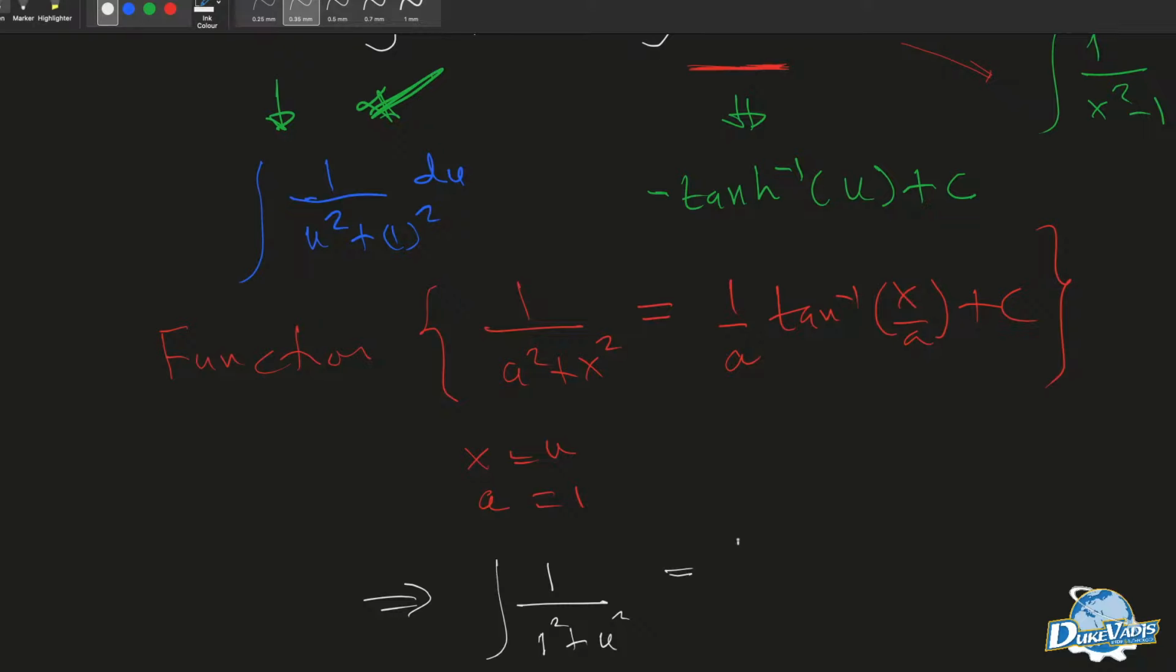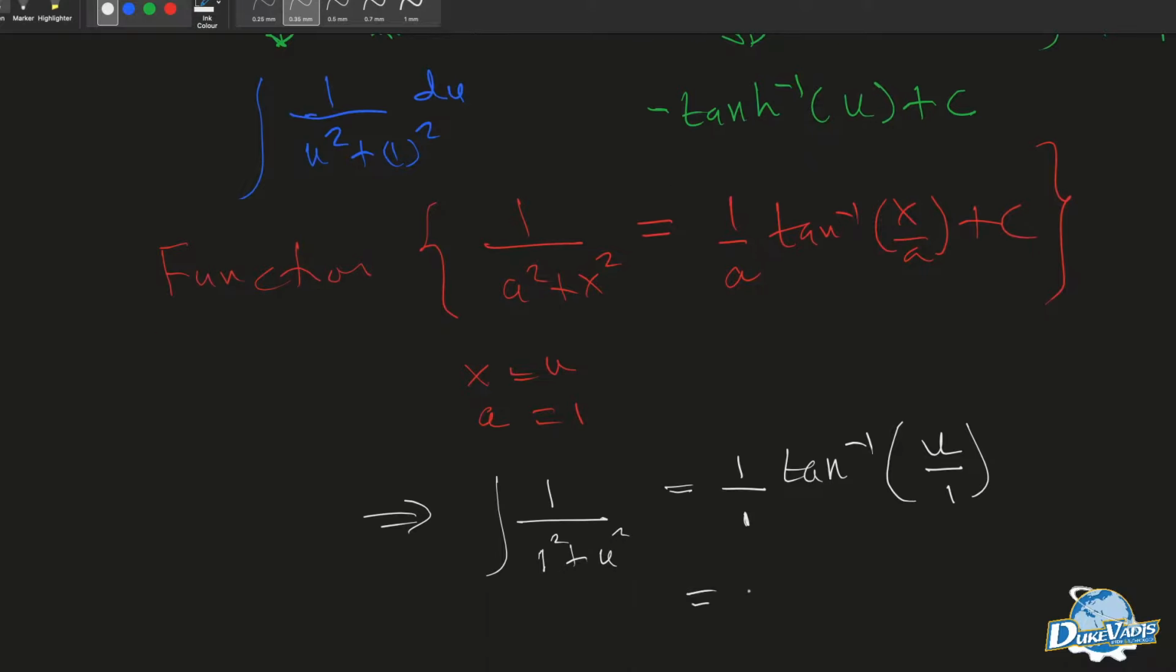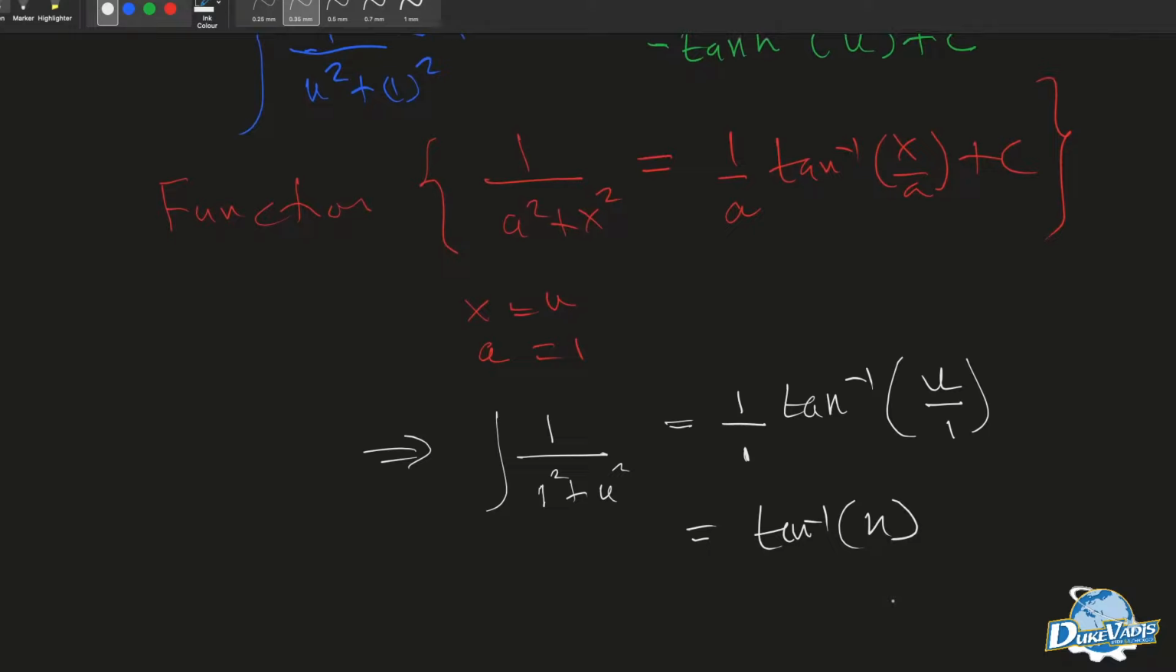So if we say that, then that's the integral. This is going to be 1 over our a, which is 1, tan inverse of x over a. Then x, we know x is u, and a is 1. Okay, so this gives us that. So straight on, this is boiled down to be tan inverse of u. So meaning we have been able to integrate everything.